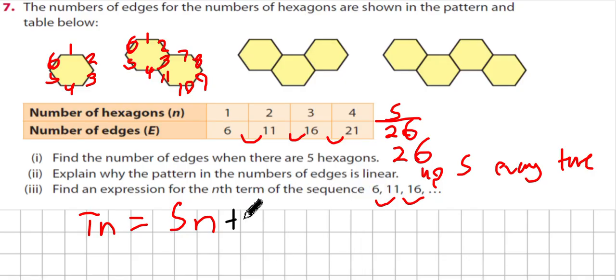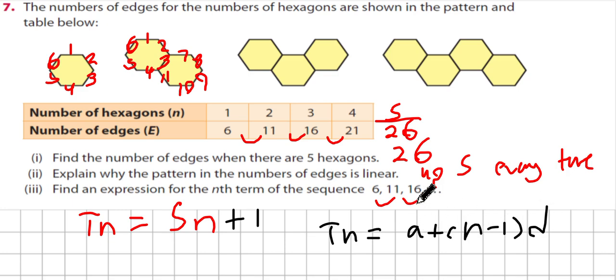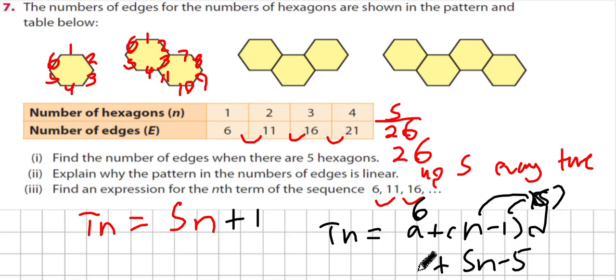And there's another way of doing that. It's called the Tn formula. If some of you end up using this, the A value is the first value in your sequence, which is 6. The D value is how much it's jumping up by each time, 5. And then you multiply 5 by n minus 1. What do you get? 5n minus 5. And what's 6 take away 5? So you end up with 5n plus 1. Two ways of doing the same question.